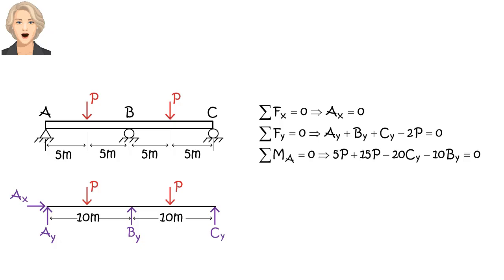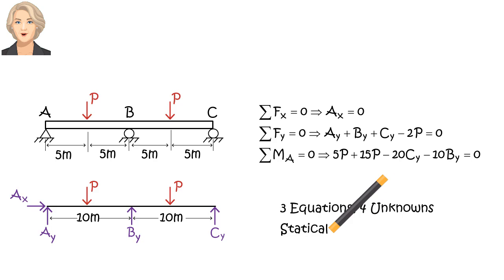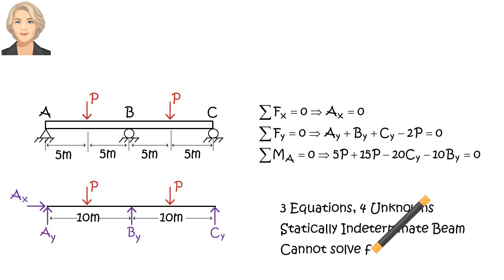Here we have 4 unknowns but only 3 equations. Therefore, we cannot calculate the unknowns. The beam is not statically determinate. This is called a statically indeterminate beam. We will discuss techniques for analyzing statically indeterminate beams in later lectures. For now, see if you can analyze the following determinate beams.